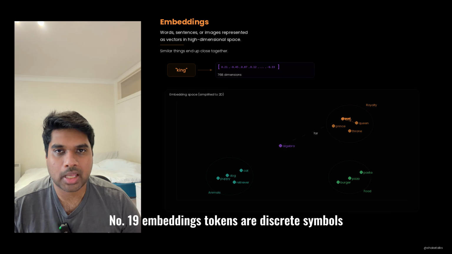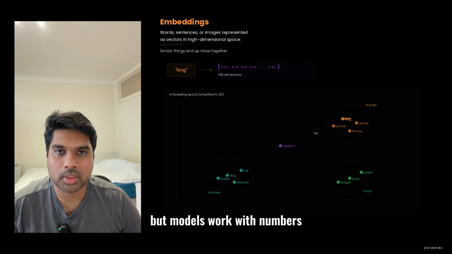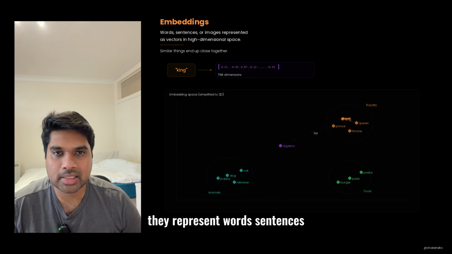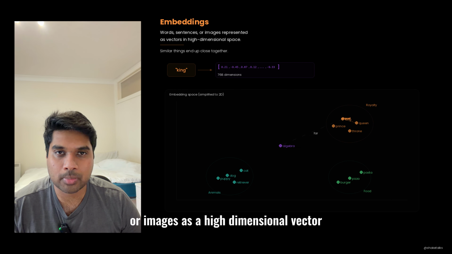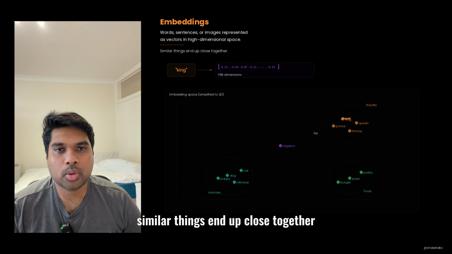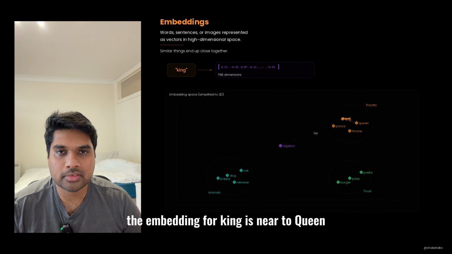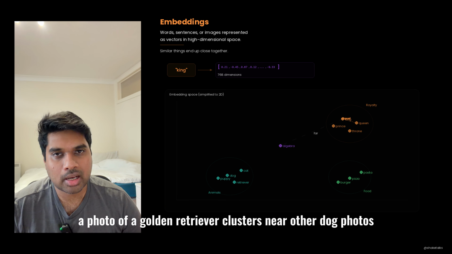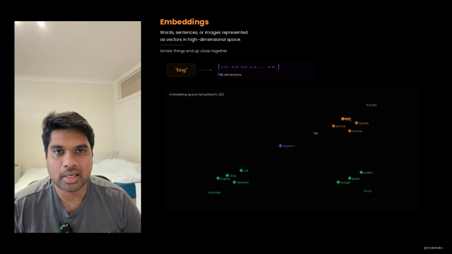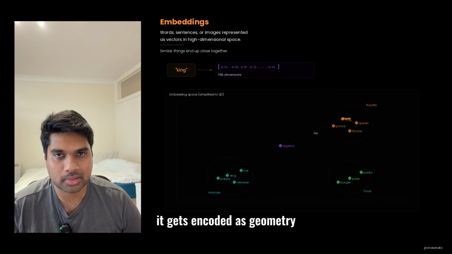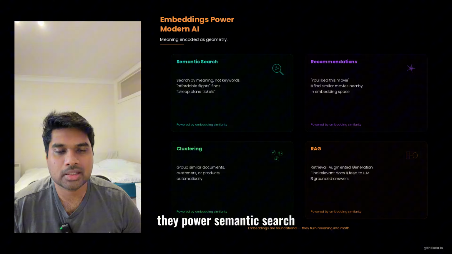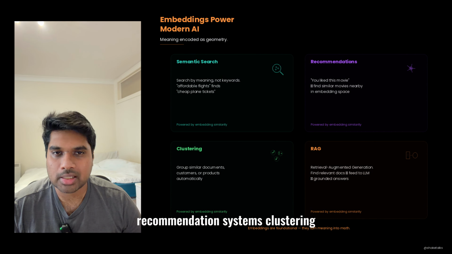Number 19. Embeddings. Tokens are discrete symbols, but models work with numbers. Embeddings are the bridge. They represent words, sentences, or images as a high-dimensional vector. Similar things end up close together. The embedding for king is near to queen. A photo of a golden retriever clusters near other dog photos. It gets encoded as geometry. Embeddings are foundational to modern AI. They power semantic search, recommendation systems, clustering, and RAG.